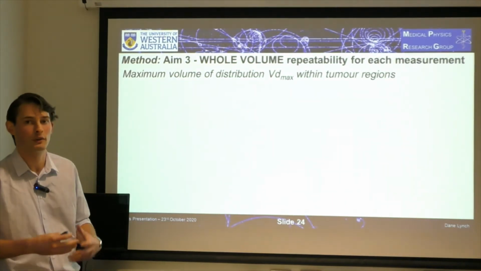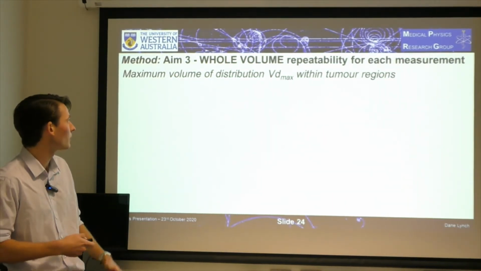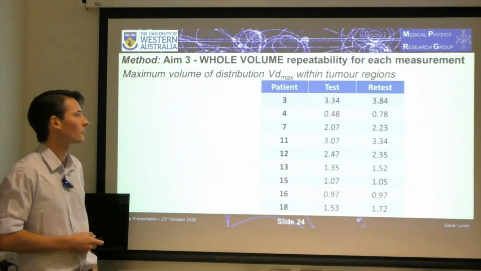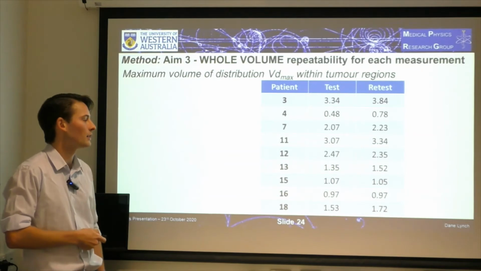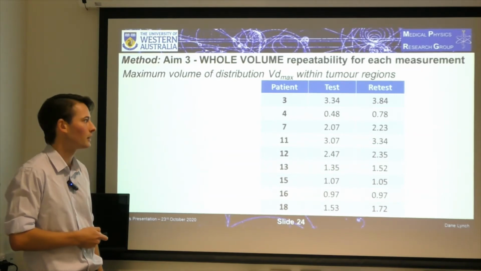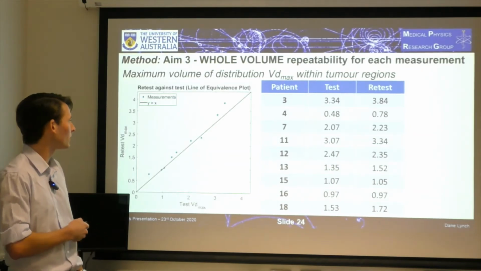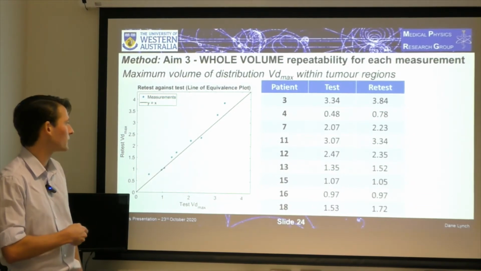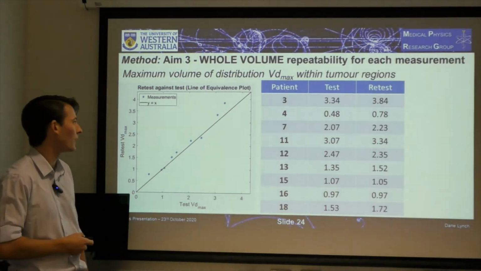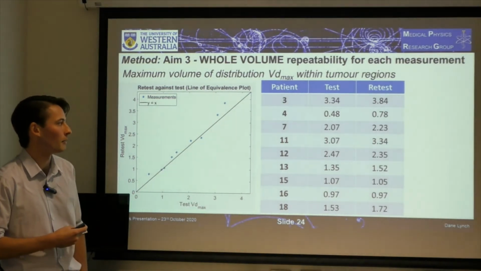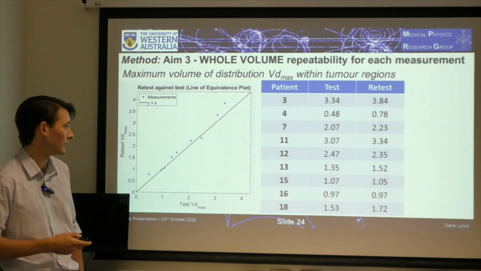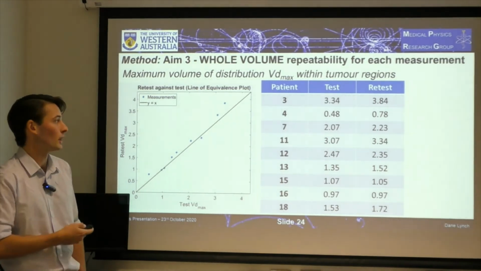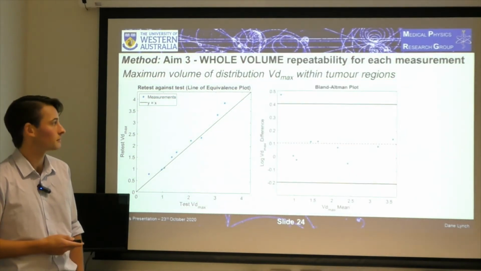So this is an example of a whole volume repeatability measurement for the maximum volume of distribution within the tumour regions. As you can see here, for each of the 9 patients, we have a test and a retest measurement. We can then plot the test against the retest in what is known as a line of equivalence plot, where we expect the data to follow an x equals y trend if the measurements are quite stable between test and retest.